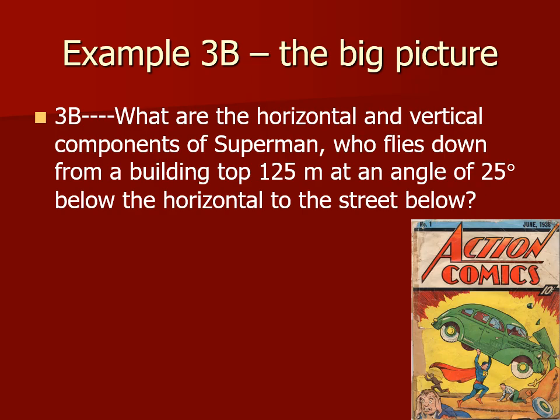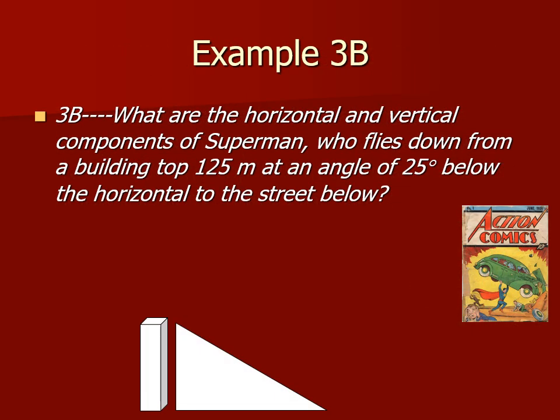Okay, example 3b. So what are the horizontal and vertical components of Superman, who flies down from a building top, which is, I guess, 125 meters above the ground, at an angle of 25 degrees below the horizontal? Okay, so there's my building, there's the trajectory of Superman, and what am I looking for? Well, I'm looking for how far out and how far down.